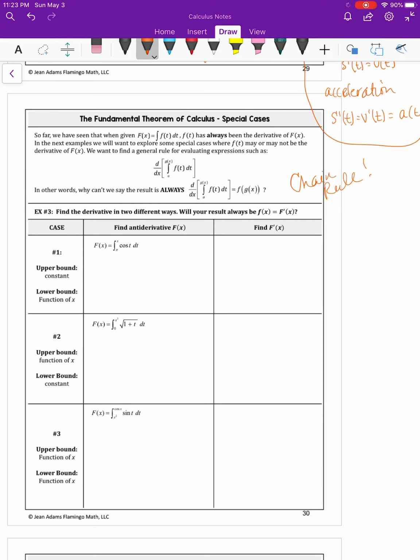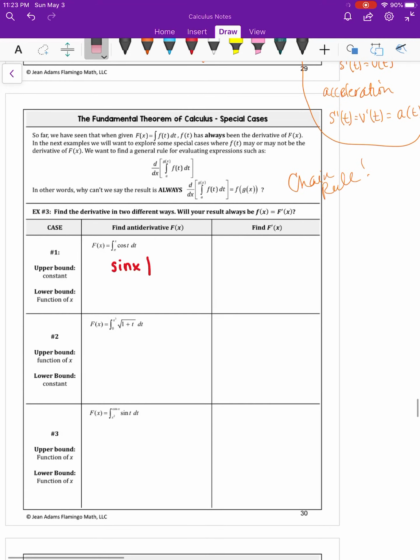So find the derivative in two different ways. Will your result always be F prime of x equals f of x? So case 1, capital F of x is the integral from pi to x of cosine t dt. And so first thing we're going to do is ask, what can we take the derivative of that will give me cosine? And that would be sine.